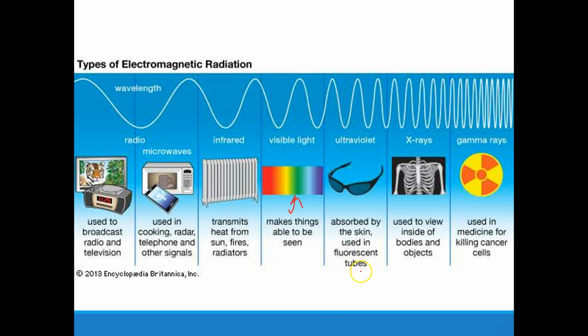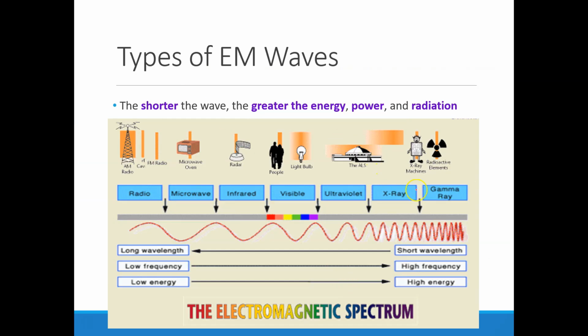Ultraviolet light is absorbed by the skin, which over many years can cause skin cancer, which is why we use sunscreen. X-rays can be used to view inside of bodies because they can penetrate through your skin and muscle, unlike ultraviolet. X-rays are stronger. And gamma rays are the absolute strongest, right? They come from things like nuclear fallout, but they can actually also be used for good, for example, by killing cancer cells. Now, keep in mind that the shorter the wave is, the more dangerous it is, right?